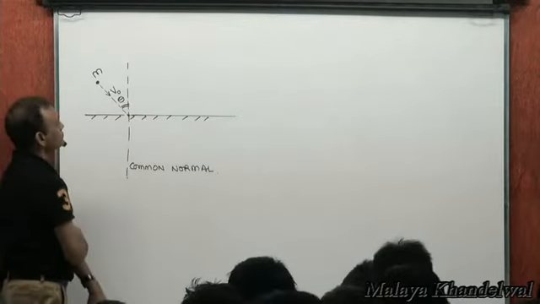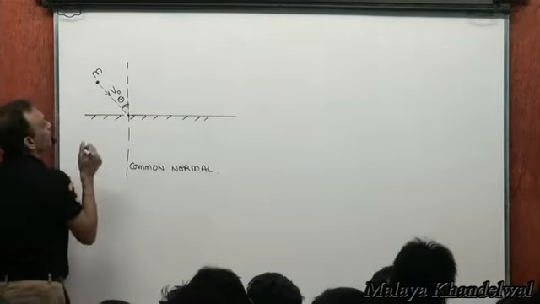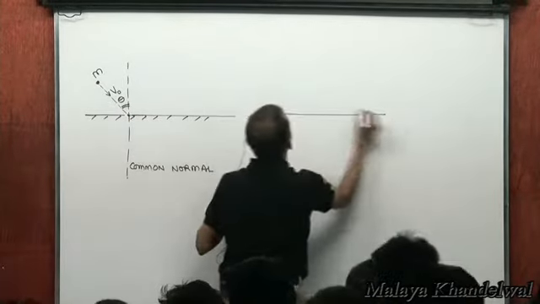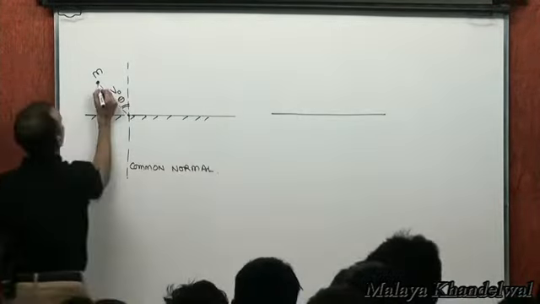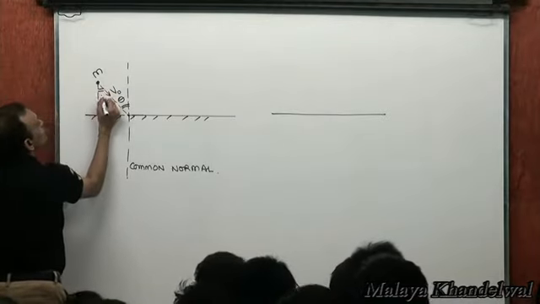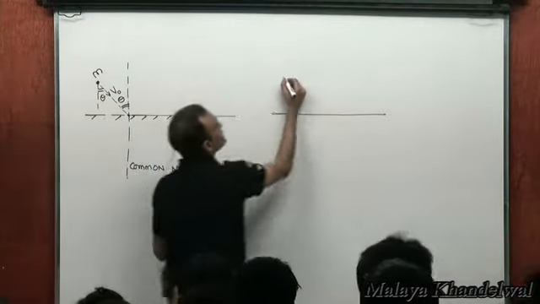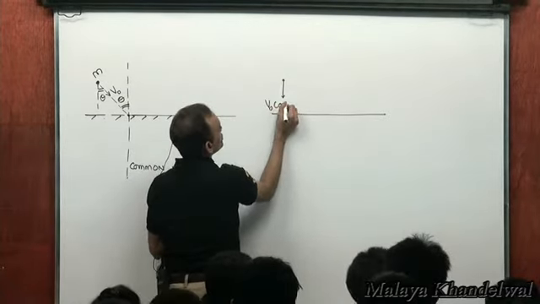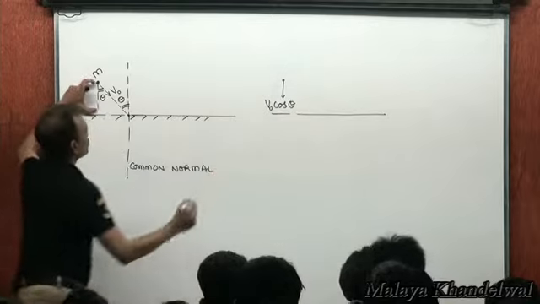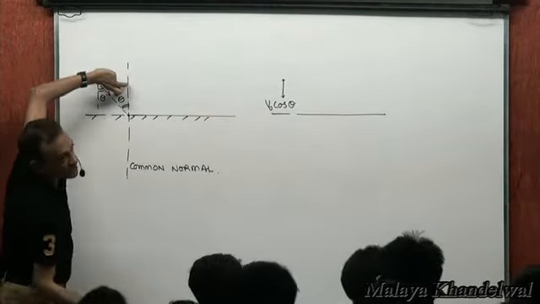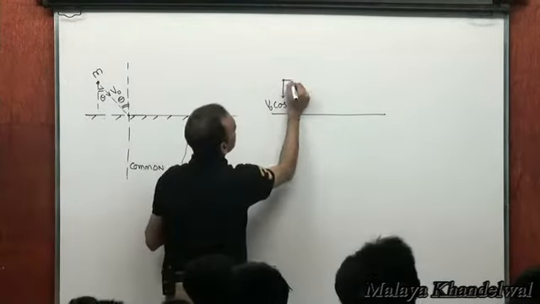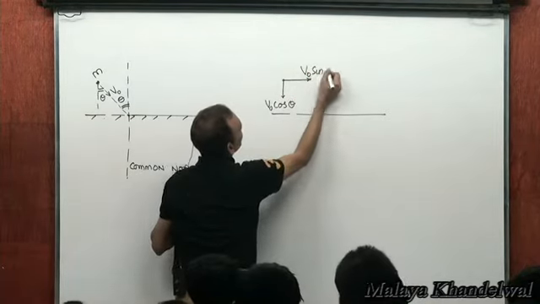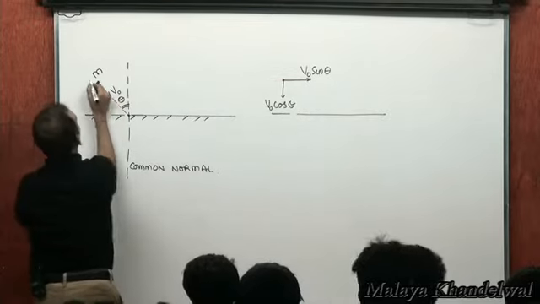Now realize that this velocity could be resolved as, see, if this is theta, this is also theta. So this velocity just before impact could be resolved as v naught cos theta vertically, and v naught sin theta horizontally, for the particle P.